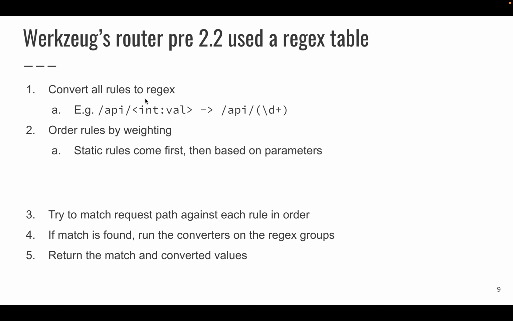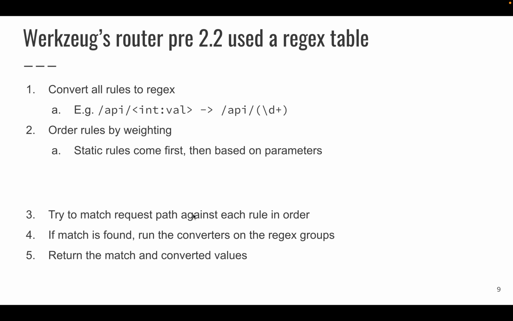Now you've converted all these rules to regex, you order them by weighting. So the static rules come first, and it's based on the complexity of the parameters. Then, now you've built the regex table, we can match requests. So when a request comes in, we try and match the path against each rule in order. So we go down the table.